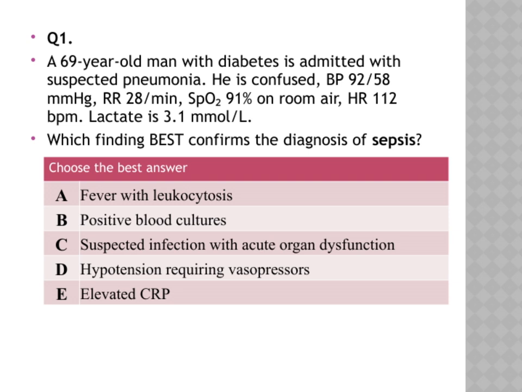It captures the critical aspect of sepsis, the infection causing significant organ impairment, which is evident in this patient's altered mental status, hypotension, and elevated lactate. So, in summary, identifying this combination, infection plus organ dysfunction, is key to diagnosing sepsis promptly and initiating life-saving treatment.